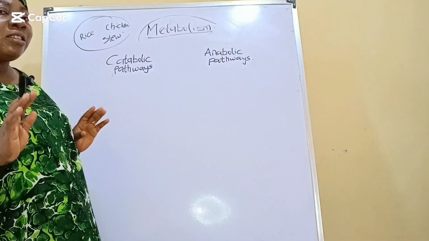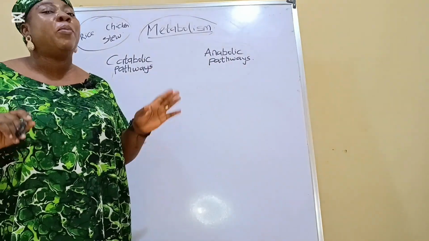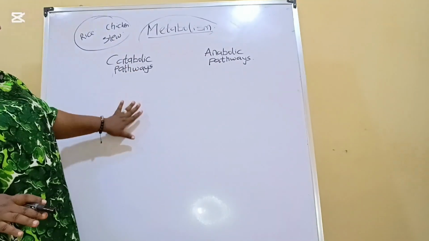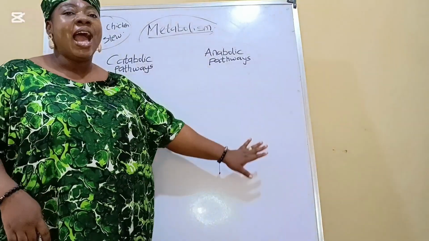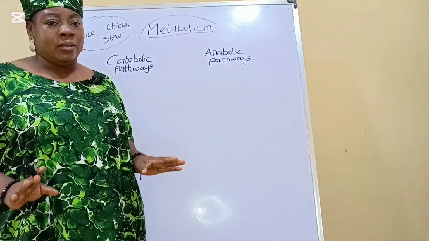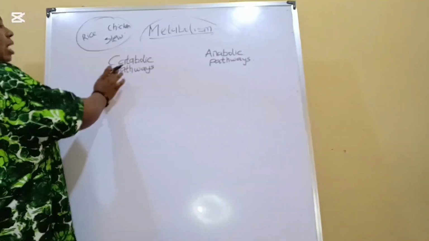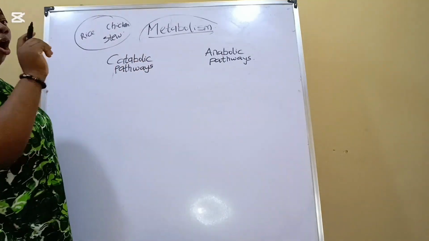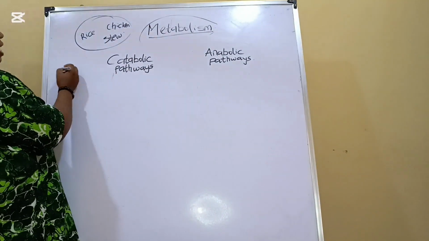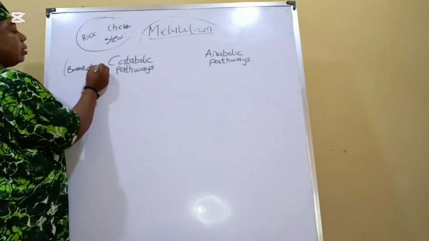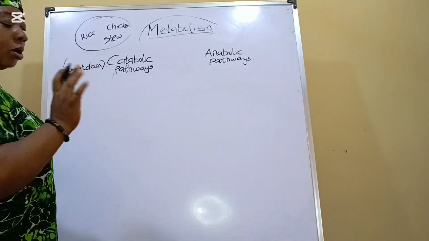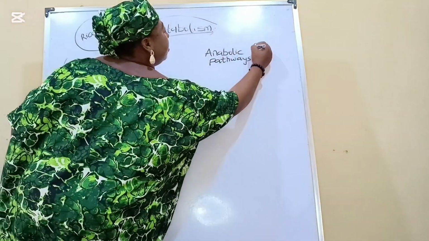Now let's classify different metabolic pathways. Maybe they are catabolic pathways or they are anabolic pathways. First, let's start with catabolic pathways. Always remember, let me put it here. Catabolic is breakdown. Breakdown is what catabolism is all about. Anabolism is build up.